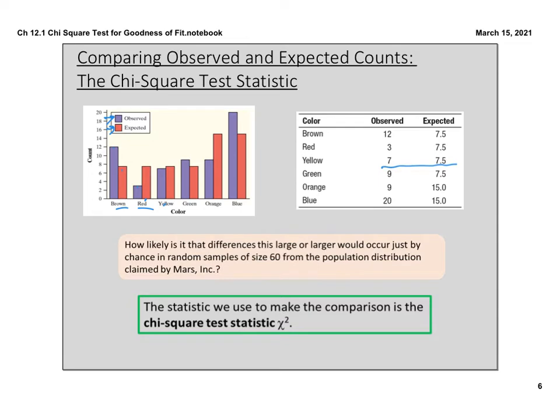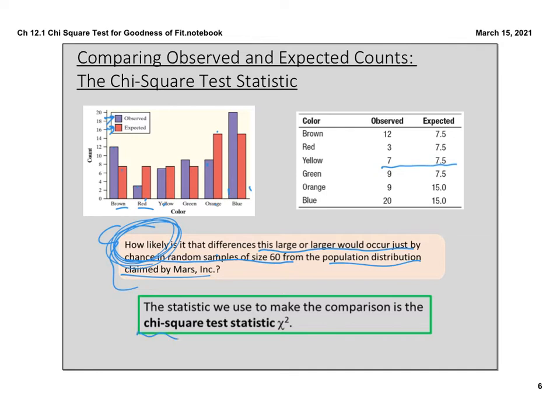Orange, very different. You got 9, you expected 15. Blue, you got 20, you expected 15. So it says, how likely is it that differences this large or larger would occur just by chance in random samples of 60 from the population distribution claimed? So in order to test that, how likely... Okay, that's where we're going to find that p-value when we would do tests and we find a p-value.